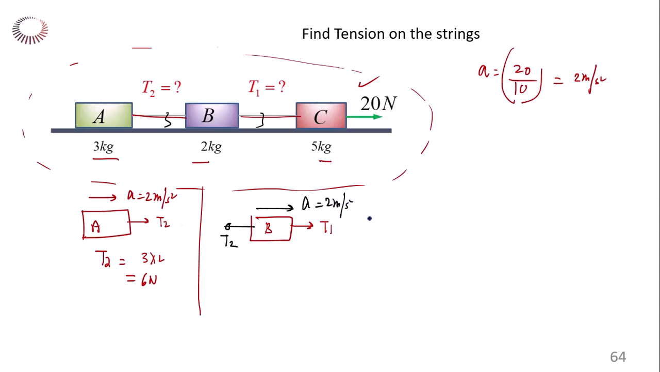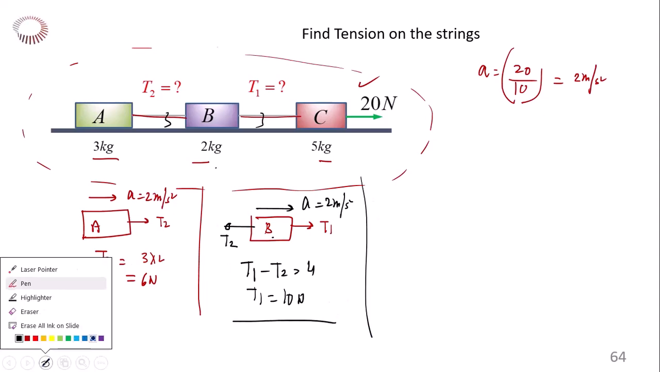So along the acceleration, net force is how much? T1 minus T2. So T1 minus T2 should be equal to mass of B, 2 into 2, means 4. So T1 becomes 10 Newton. Now you can cross check it by moving to the particle C.